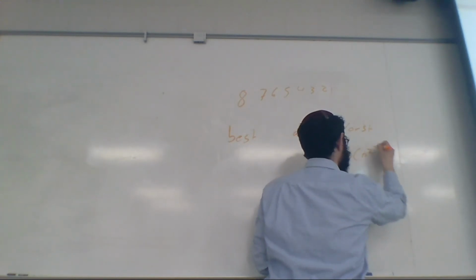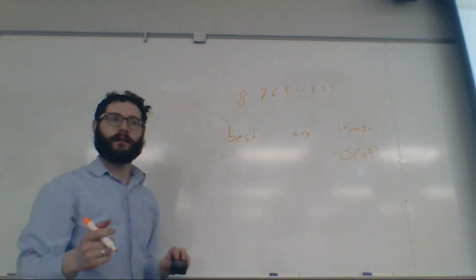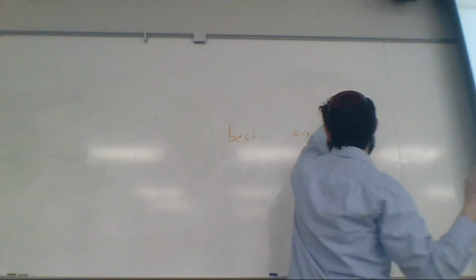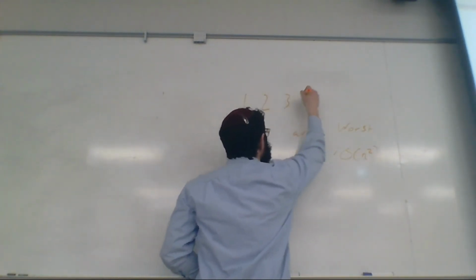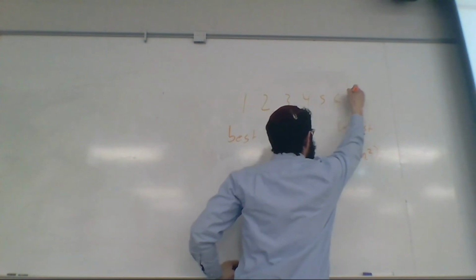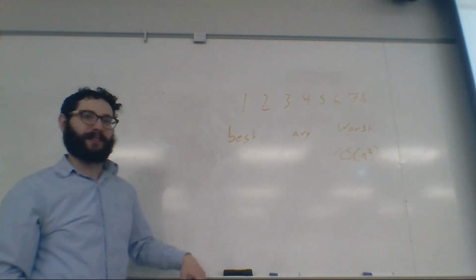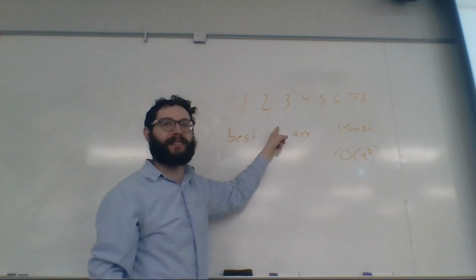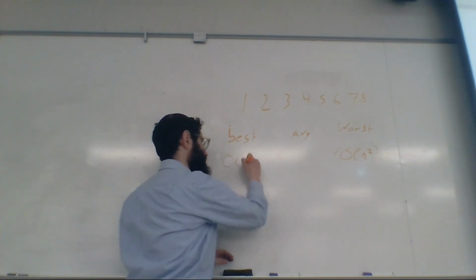So what do you think the best case scenario for a sorting algorithm should be then? It's already sorted. Right? That's exactly right. 1, 2, 3, 4, 5, 6, 7, 8. Well, selection sort is terrible because it's really stupid, because what's it going to do? It's going to look for the smallest thing, swap it with itself, look for the next smallest thing, swap it with itself, look for the next smallest thing, swap it with itself.